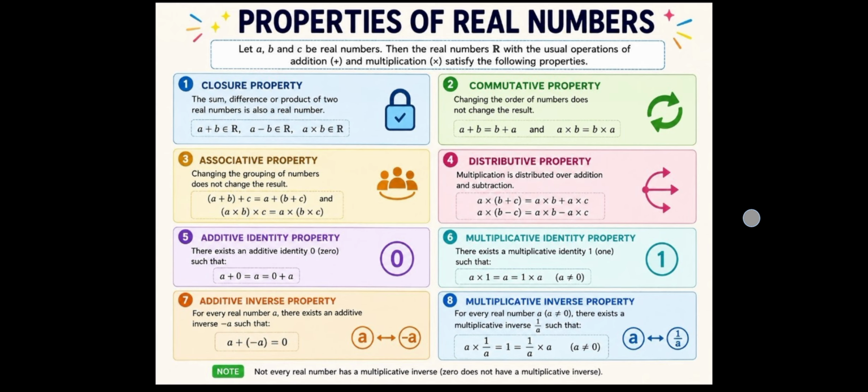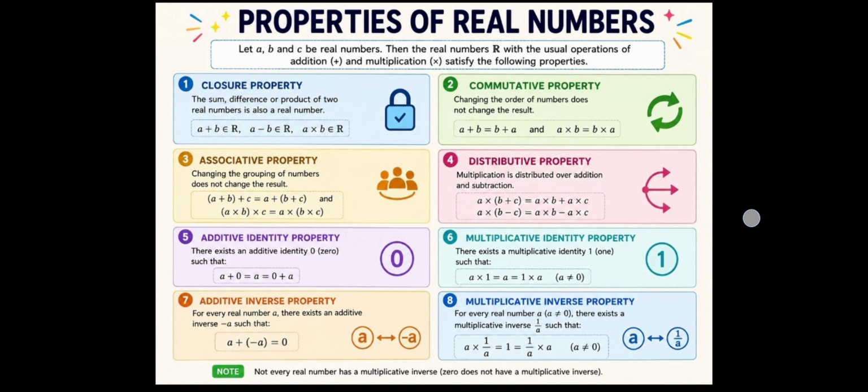And whenever we multiply any two real numbers, we get the same answer. So a into b is equal to b into a. For example, 2 3s are 6 and 3 2s are 6. In both the conditions, we get the same answer. So this is commutative property.